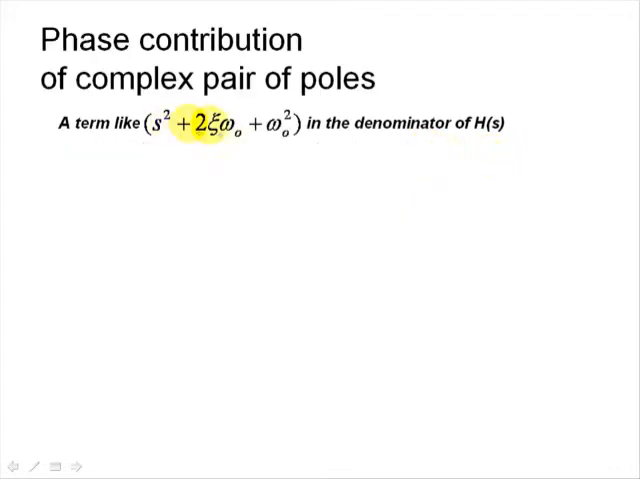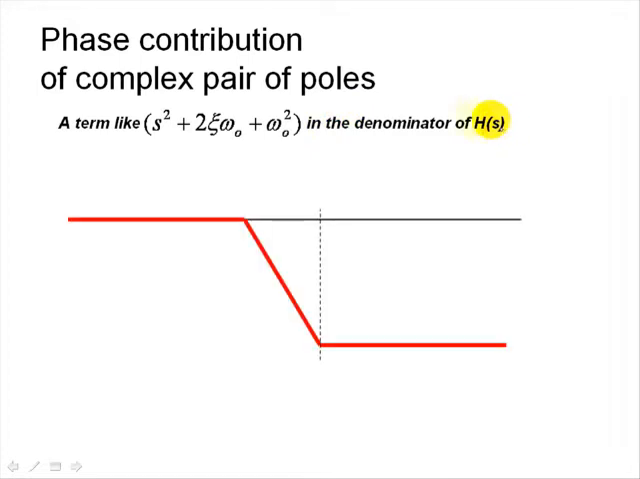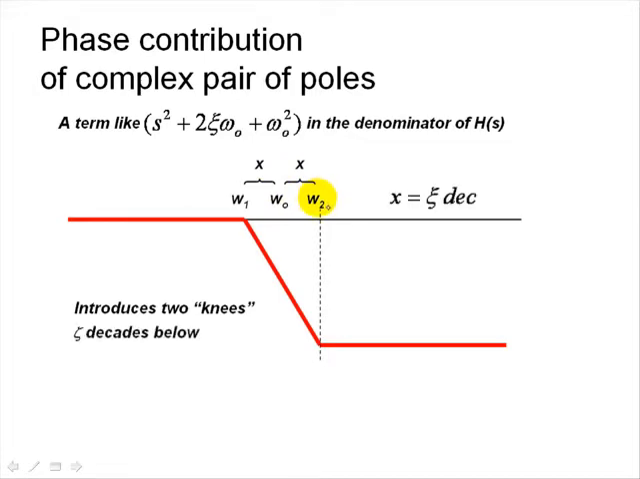A quadratic term like this in the denominator of the H of s also introduces two knee points at omega 1 and omega 2, and they are equidistant to the undamped frequency omega naught. But how far from it? Omega 1 is less than a decade below omega naught, and omega 2 is less than a decade above omega naught. They are only z decades from omega naught. As it goes from 0 to minus 180, the slope also depends on z.